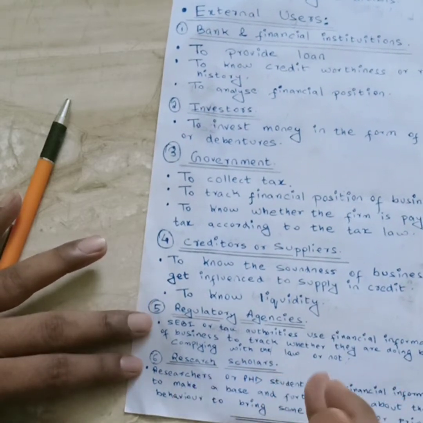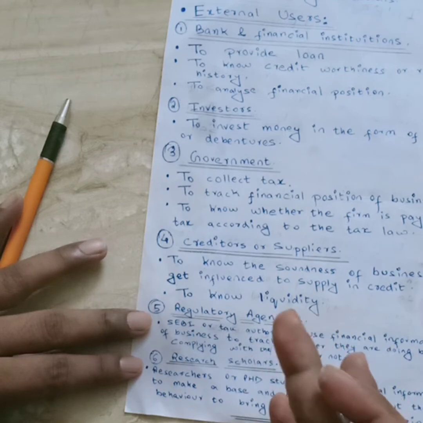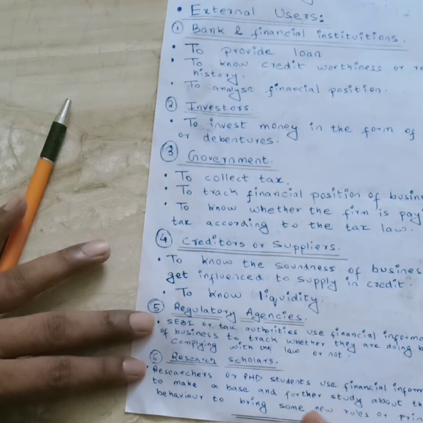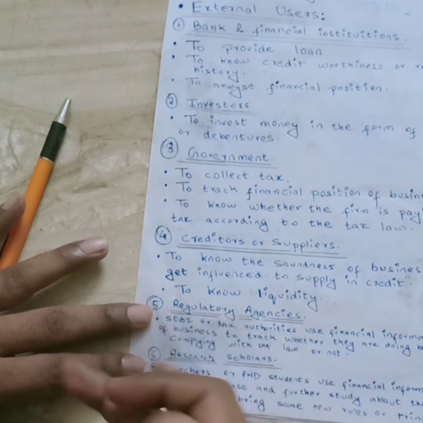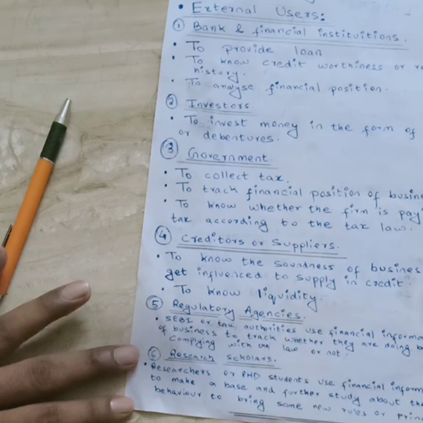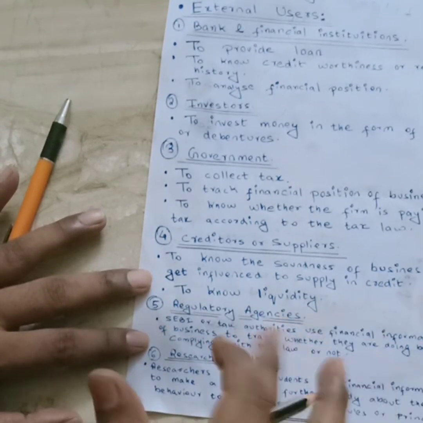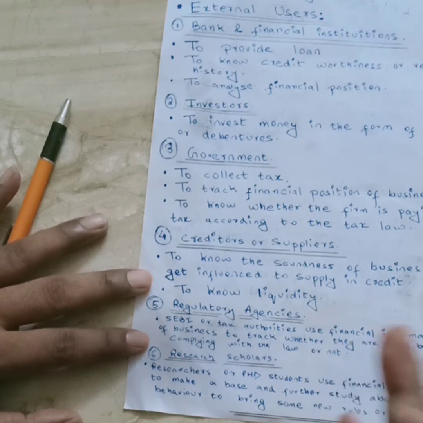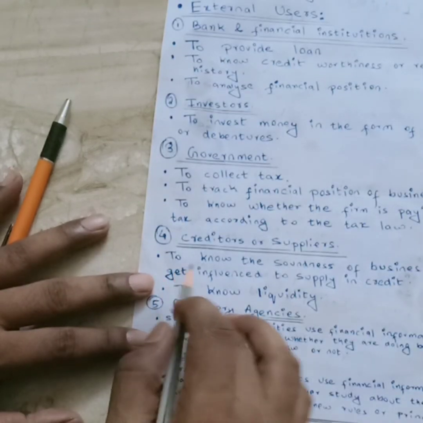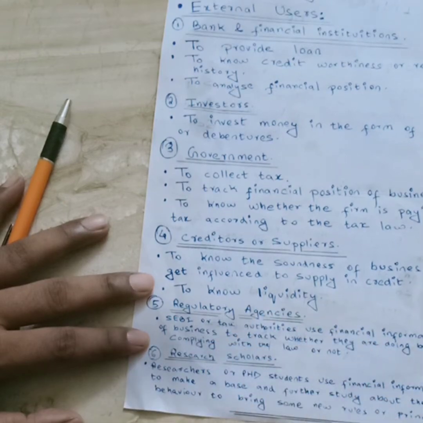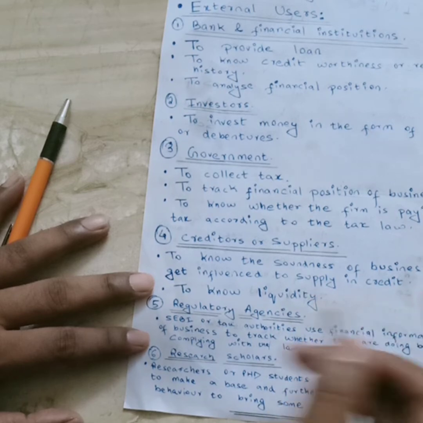Suppose the business wants some goods on credit, so they contact the suppliers to give them the goods on credit. But the creditor wants the assurance and also the surety that the business will pay back the sum of money on time. So what the creditors do is that they ask for the accounting information of the business, so that they can get influenced by that accounting information and also get the trust that the business will return them the money on time. Okay, so the creditors or suppliers use the accounting information to know the soundness of the business and get influenced to supply in credit.